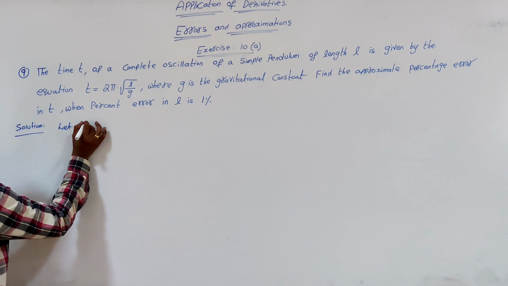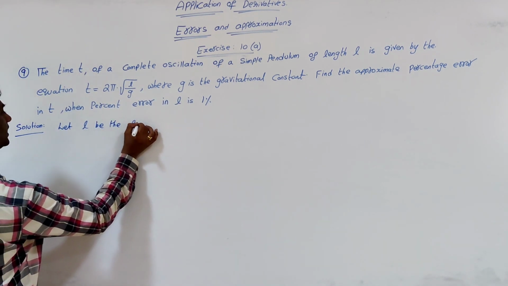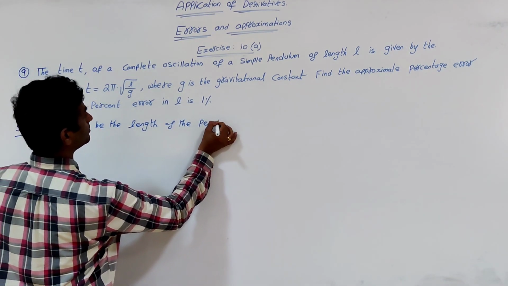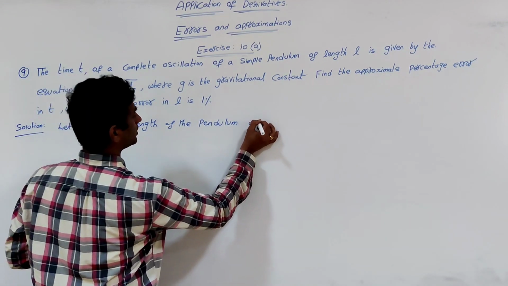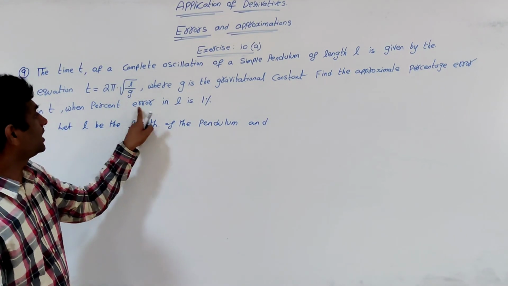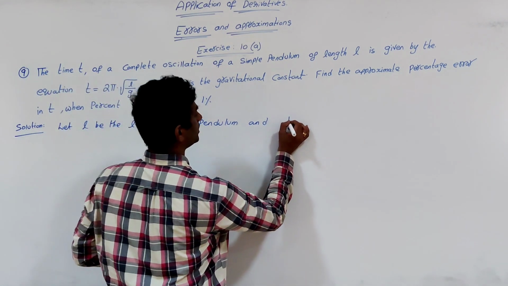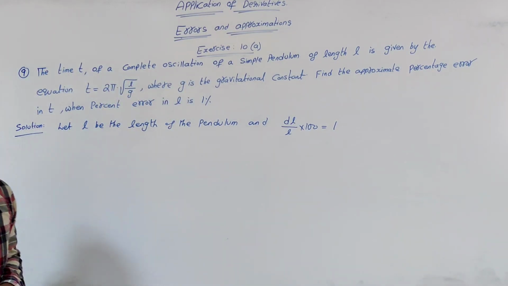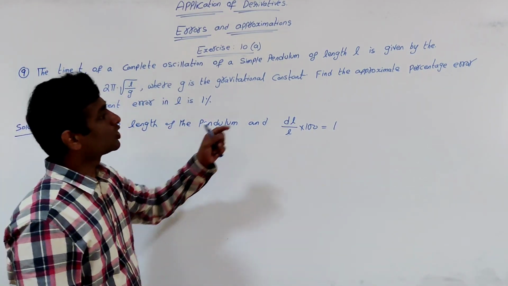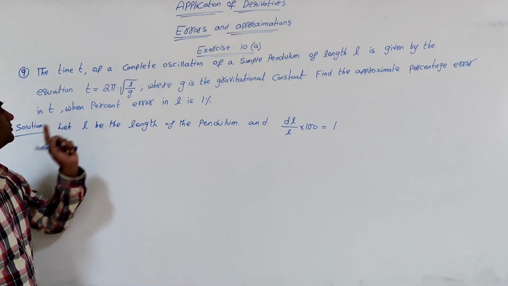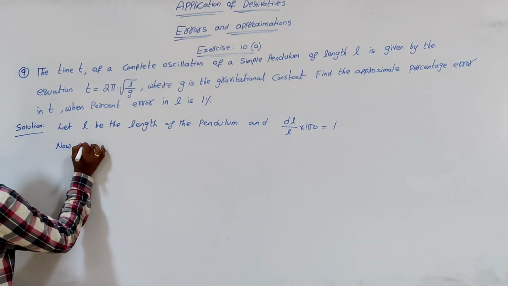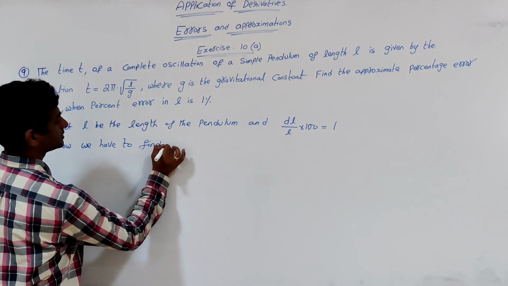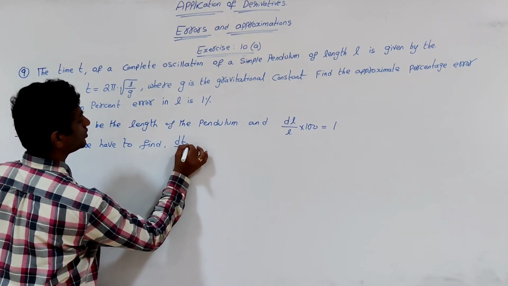Let L be the length of the pendulum, and he has given the percentage error in its length, that is dL by L into 100. He has given 1. Now the question is, what is the approximate percentage error in time? Now we have to find what is dt by t into 100.